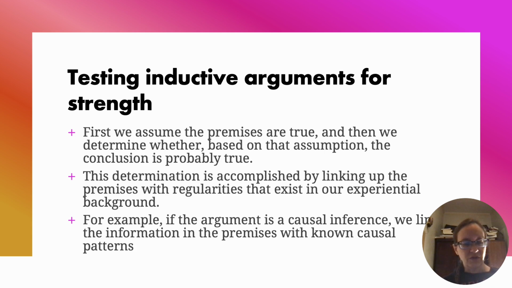If it's a causal inference, we line up the information in the premises with known causal patterns. So if I take a match and rub it against the box, it's probably going to light. That's a causal inference. Rubbing the match on the box causes it to light. So we could make an argument to the conclusion that it's likely to light. But there might be some instances where it might not. You can see how this is more of an empirical sort of test than the deductive arguments.